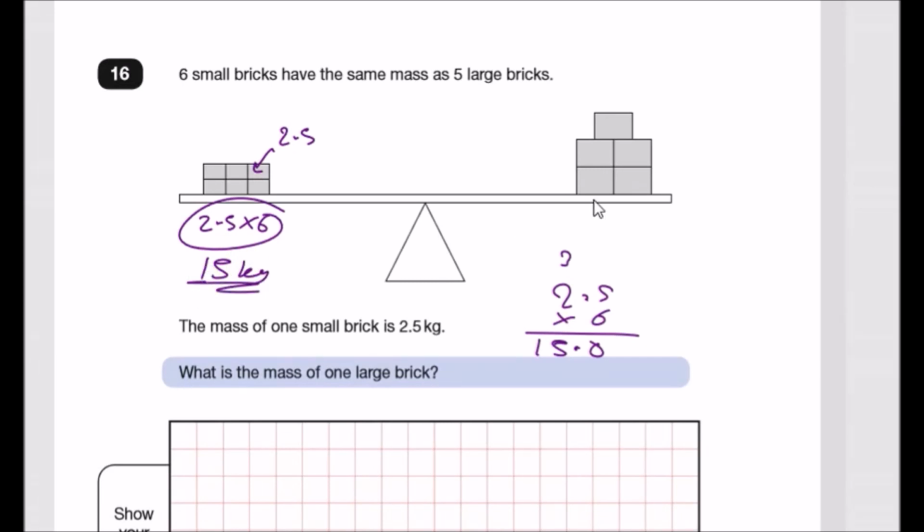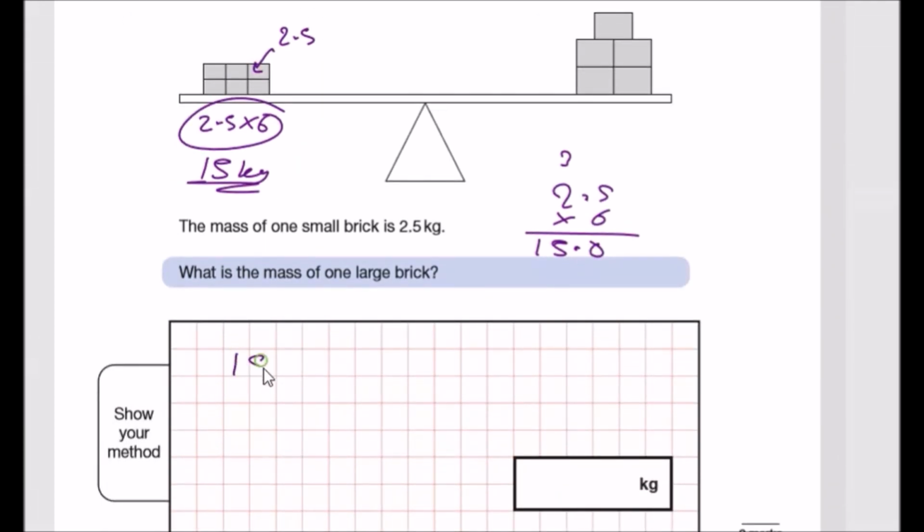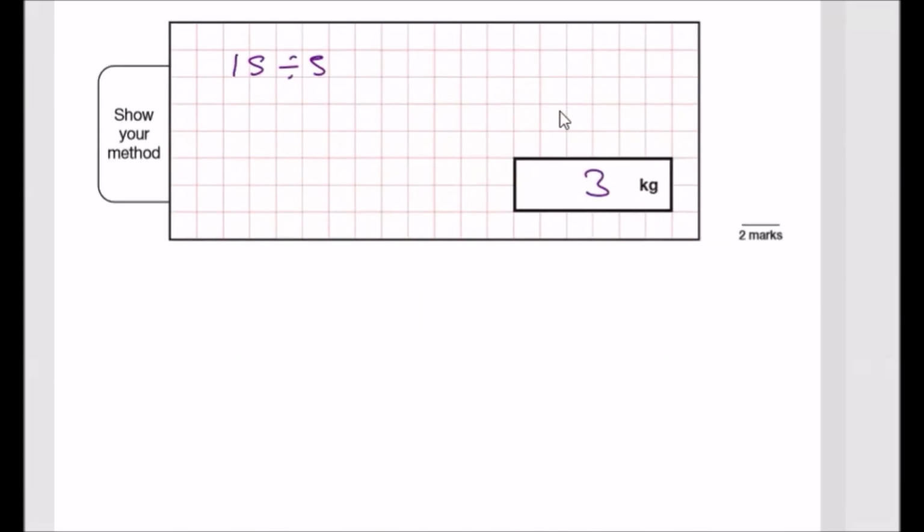Now, this is straightforward. To find each large brick, you divide the answer by 5. So 15 divided by 5. Let's do it. 15 divided by 5 is simply 3. Okay, good.